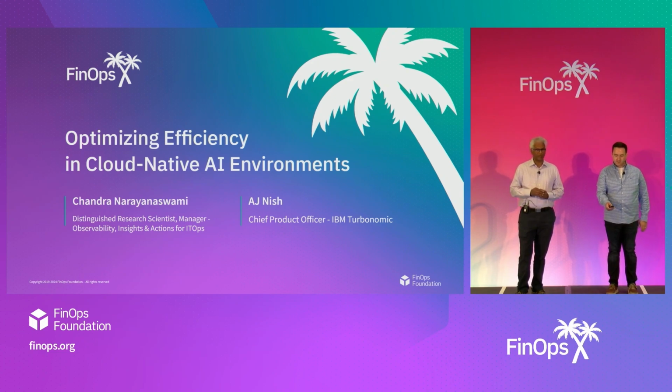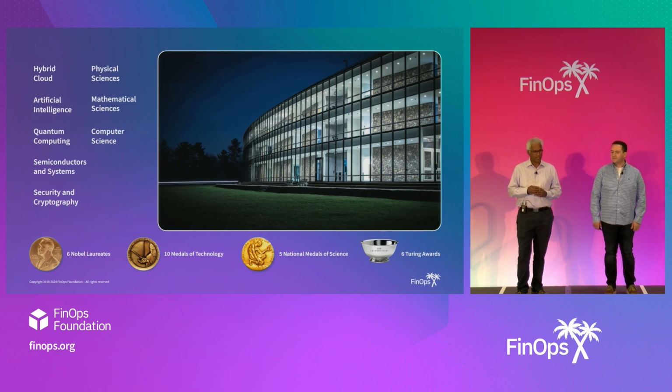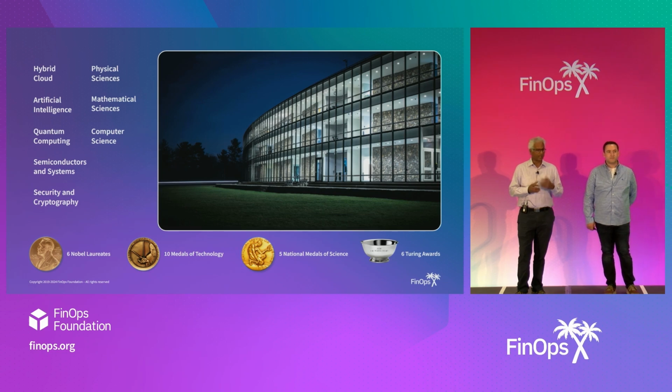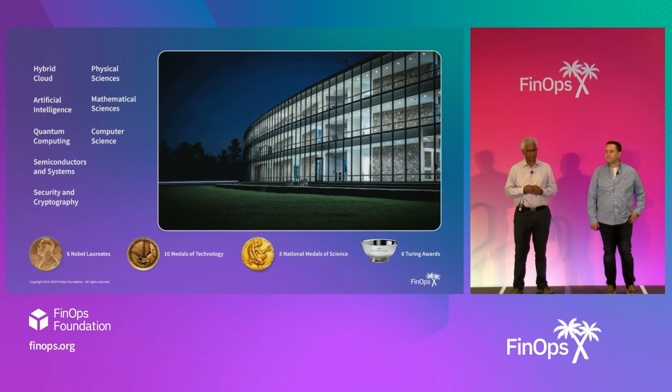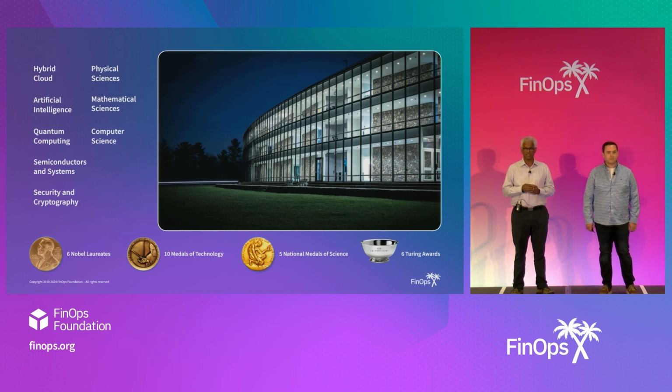So a lot of you may be wondering what IBM Research is, and I just want to give a little bit of an overview of why AJ and others in IBM think it's a wonderful place. We are about 3,000 scientists and engineers spread over multiple countries, and we work on core things which include hybrid cloud, artificial intelligence, quantum computing, semiconductor platforms, cryptography and security. And then we have some core sciences spanning the physical sciences, the mathematical sciences, and computer science, and they get infused into some of the key focus areas.